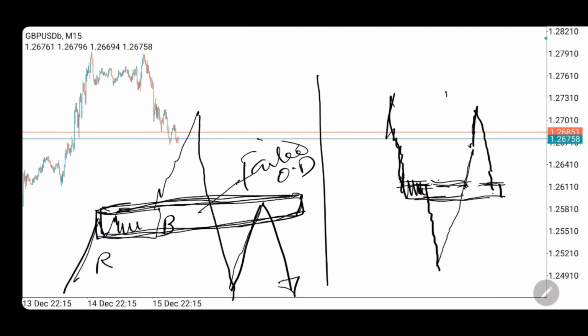because this zone was broken. The price did not buy from it, the zone was broken, and now it forms a block that when price later comes back to mitigate the zone. All right, to mitigate the zone. So I don't know if this is clear, but I'm going to show you right now on the chart. Let me show you on the chart.